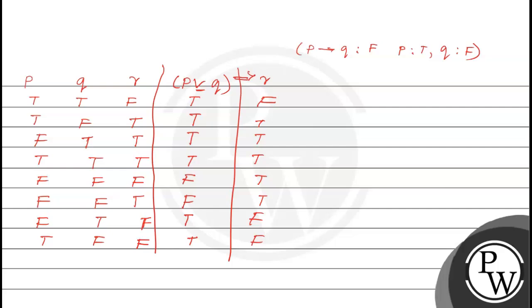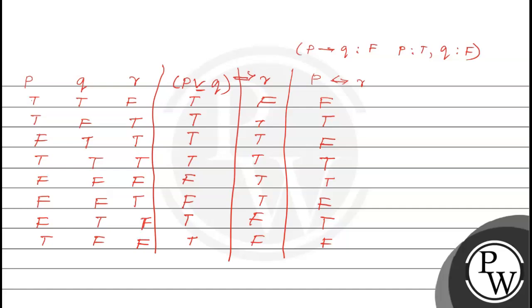Now we will find P if and only if R. So when we have if and only if, we are going to get the truth value true when both the values are the same. That is, here we have P and R. So here true and false, which are different values, so we will take false. True and true, same value, so true. False and true will be false. True and true, true. False, false will be true because both the values are the same. False and true will be false. False and false will be true. True and false will be false. So these are the values that we got from P if and only if R.